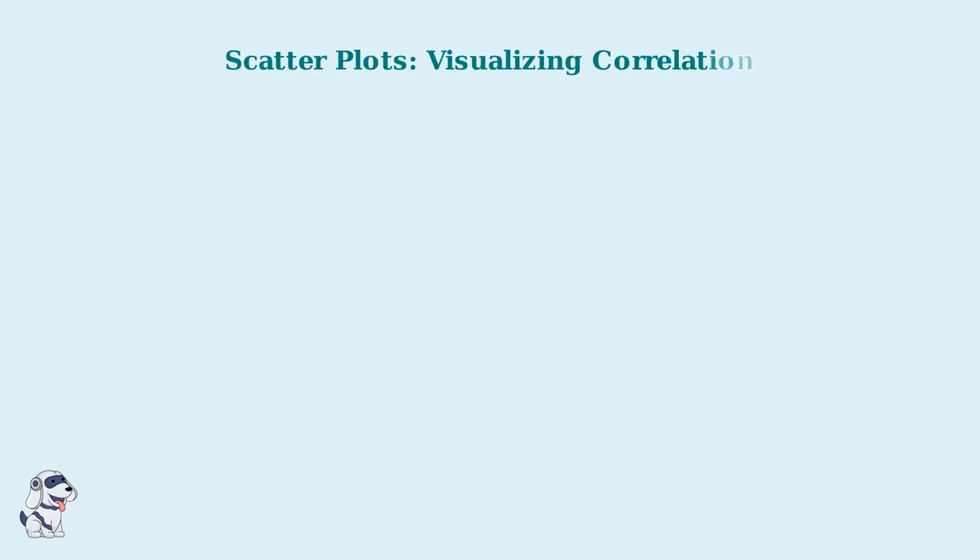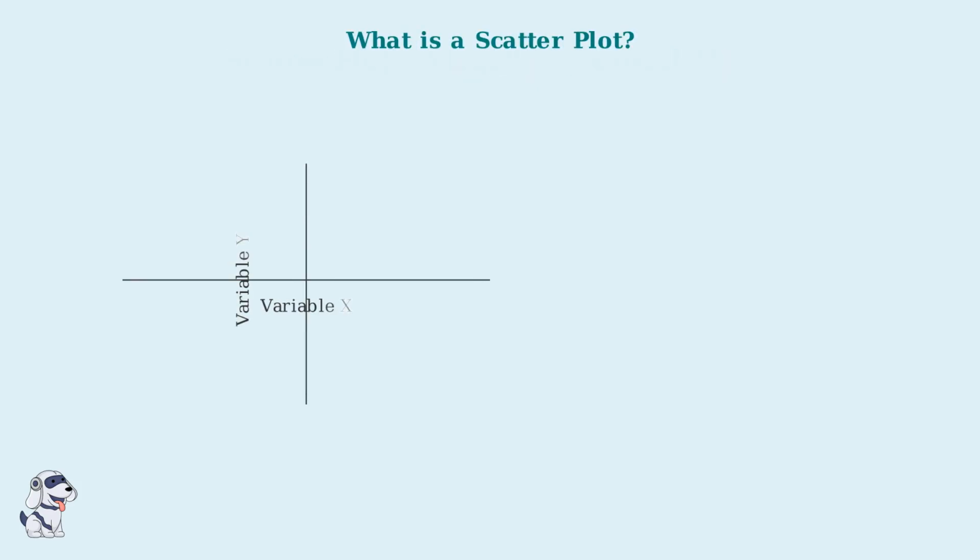Scatter plots are one of the most powerful tools for visualizing relationships between two variables. They allow us to see patterns, trends, and correlations that might not be obvious from raw data alone. A scatter plot displays pairs of numerical data as points on a coordinate system. Each point represents one observation, with its position determined by the values of two variables.